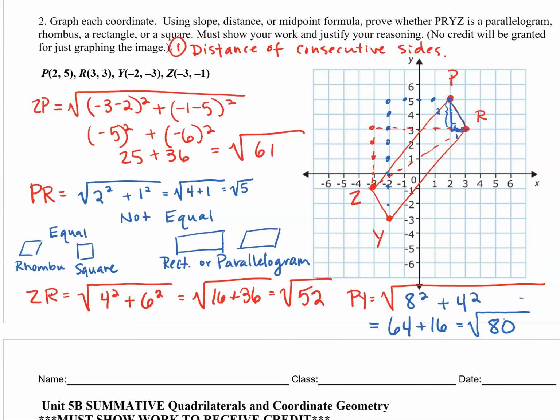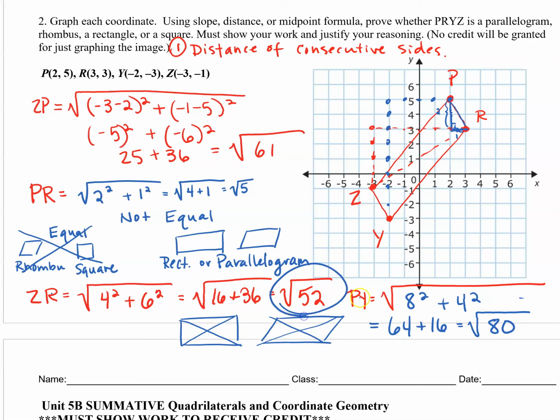Okay, so now I'm going to compare these two. Now I eliminated these two on my first check. Now I'm going to ask, is the distance of the diagonals equal or not? If it is equal, it must be a rectangle. Things that are not slanted have equal diagonals. But if it's slanted, one diagonal is longer than the other. So in this case, I got square root 52 and I got square root 80. So this has got to be a parallelogram.